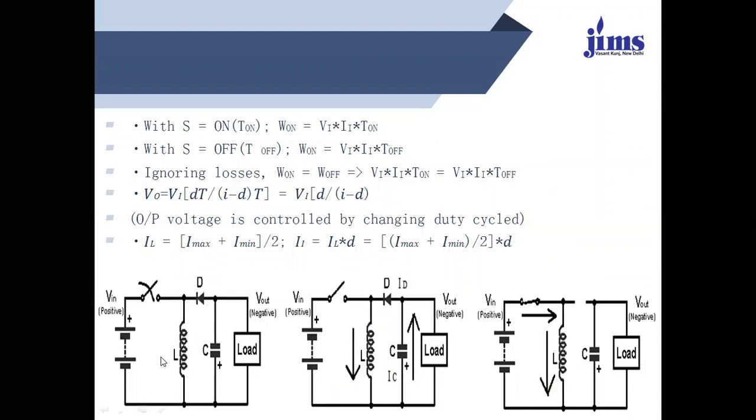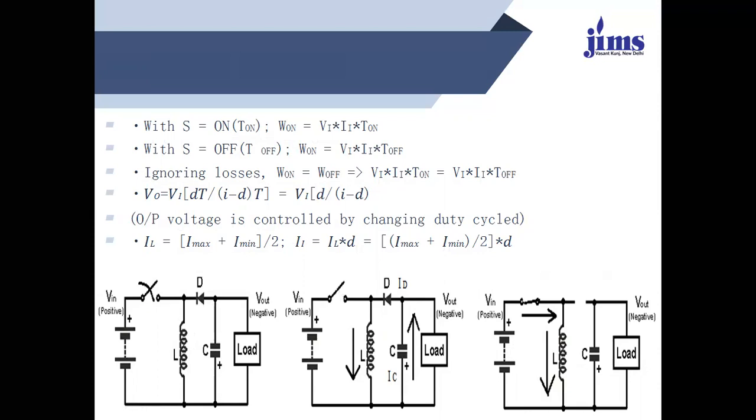This is the circuit diagram, which indicates a switch, inductance, capacitance, freewheeling diode, and the load. This diode is in reverse action, so it only allows the current flowing from the capacitor towards the load, or it completes the path through the capacitor and inductance. It never allows the current coming from the input side to move directly towards the load side, right?